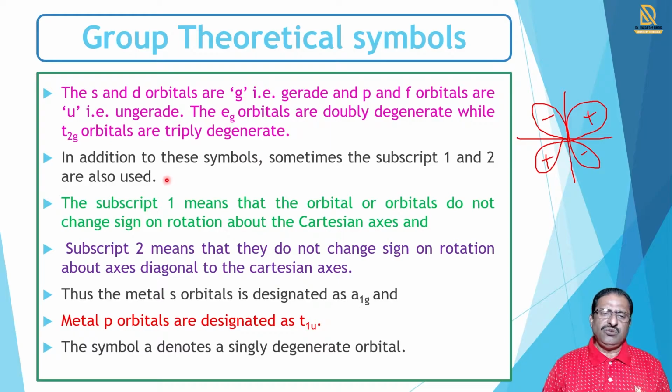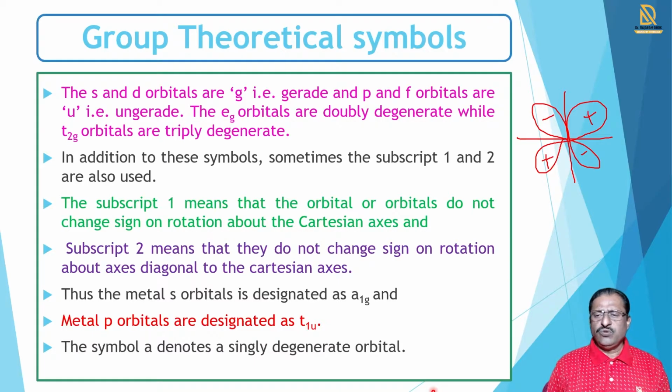The symbol E is used for doubly degenerate and the symbol T is used for triply degenerate. In addition to these symbols, sometimes the subscripts 1 and 2 are also used. So we write T2g, Eg or E1g. What are these subscripts 1 and 2? The subscript 1 is used when the orbitals do not change sign on rotation about the Cartesian axis. When we rotate the orbitals along the Cartesian axis, and after rotation the signs of the wave functions are not changed, then at that time subscript 1 is used.